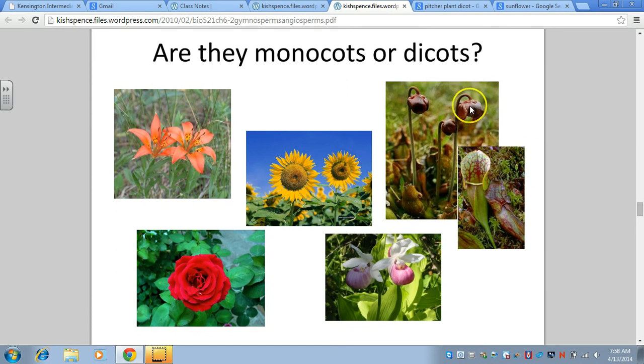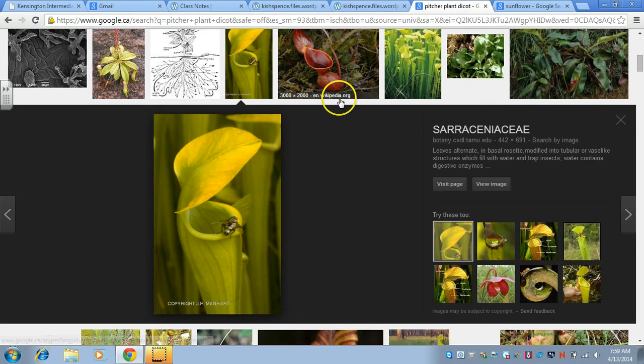This is its flower, so it's kind of hard to tell. Is it a monocot or a dicot? This is actually a modified leaf. So if we were to look, let's see, here's another picture. So the leaf has veins that are branching. Okay, they're not parallel. So it would be considered a dicot.